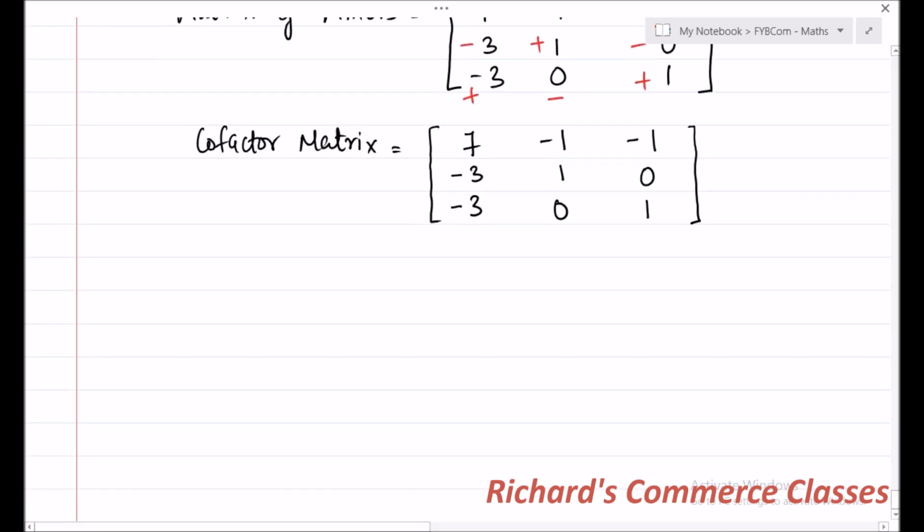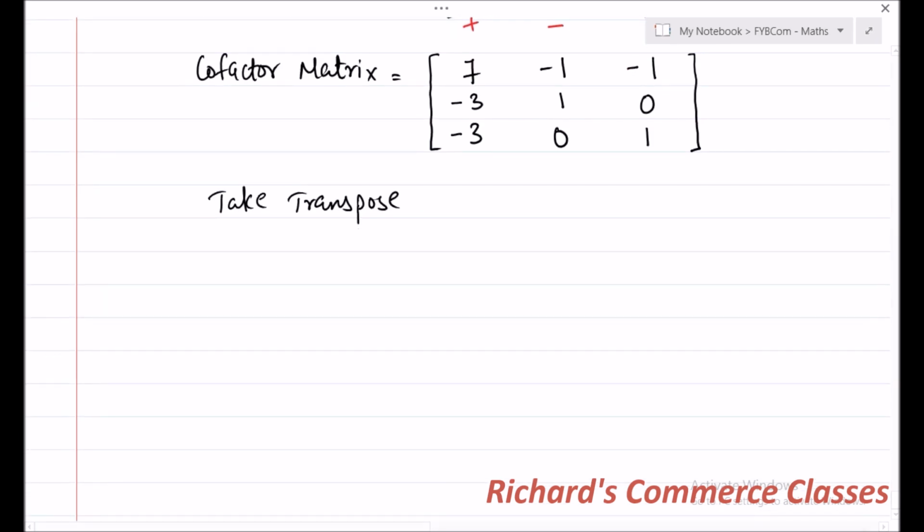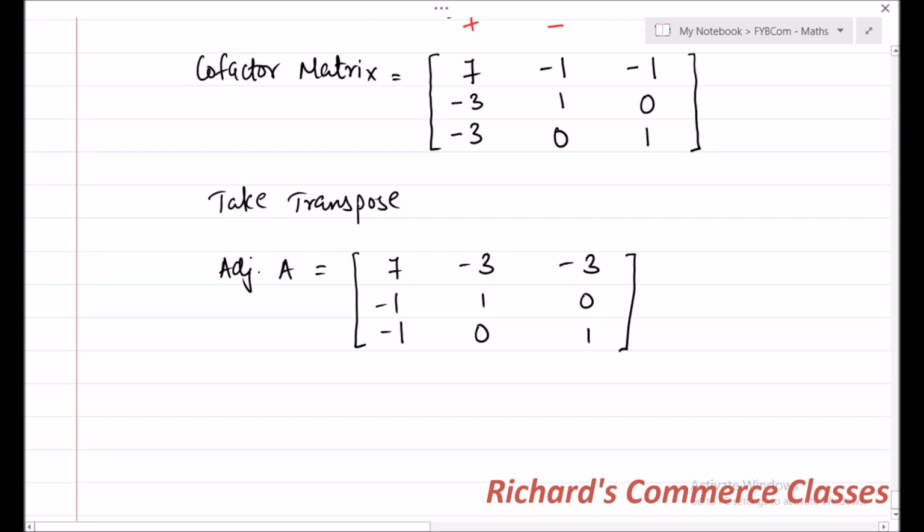Next step, for calculating the adjoint, you need to take the transpose. Taking the transpose of the cofactor matrix, you will have the adjoint of A, which will be 7, minus 1, minus 1, minus 3, 1, 0, minus 3, 0, 1. Converting the rows into columns, you get the adjoint of A.